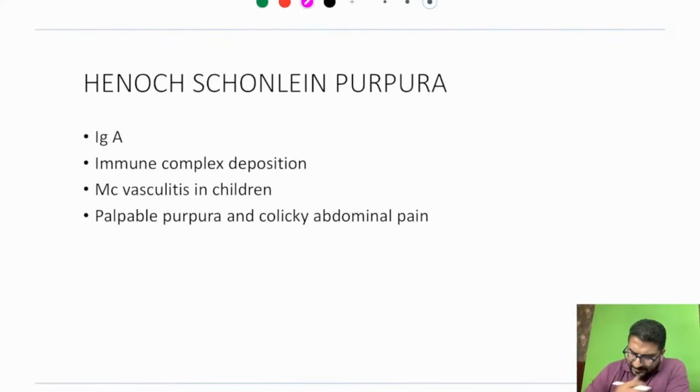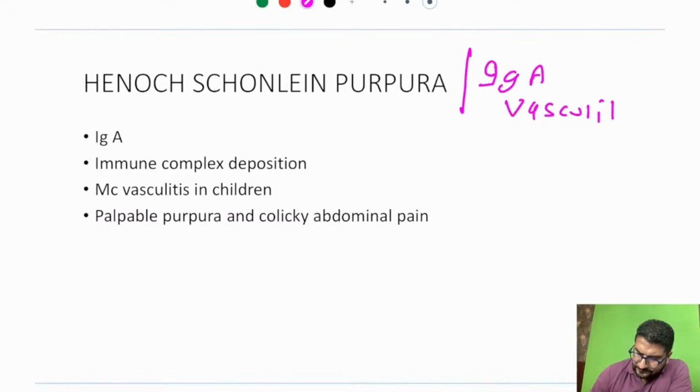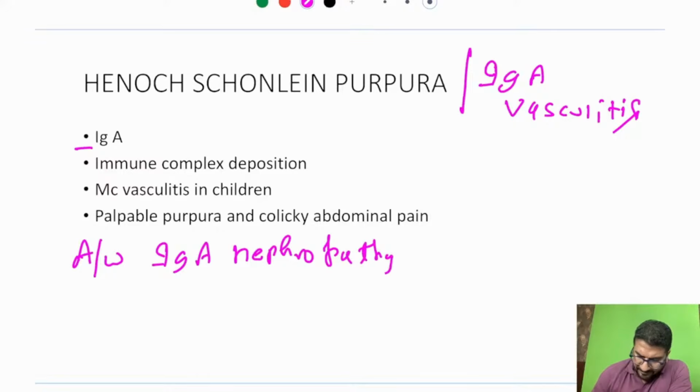Coming to Henoch-Schönlein purpura, understand we also call this IgA vasculitis. So patient will have IgA. This disease is also associated with IgA nephropathy. और ये टॉपिक FMGE एग्जाम में बार बार पूछा भी जा रहा है. You will see immune complex deposition. It is the most common vasculitis in children.